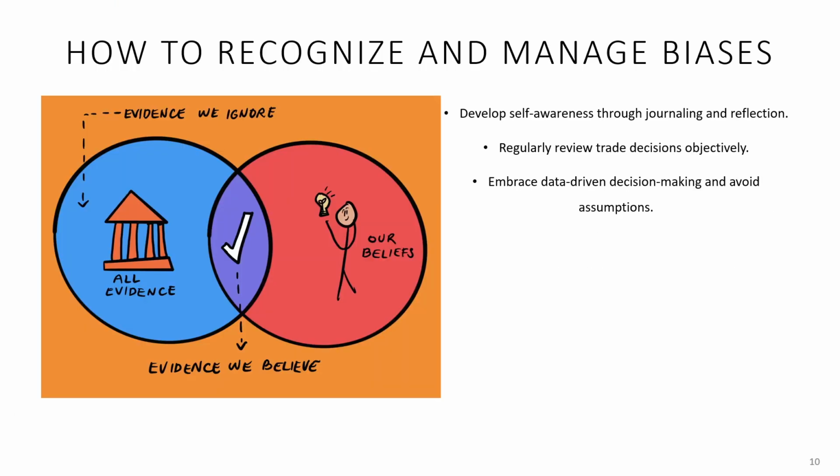Now, how to recognize and manage the biases. Now that we have identified the most common ones, the next step is to recognize them in your trading and take action to manage them. The first key to managing biases is awareness. So you need to be aware of them and regularly check in with yourself, asking questions like, am I ignoring certain information? Am I holding a losing trade out of fear? It can help you to stay objective.